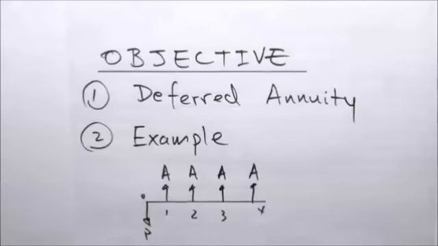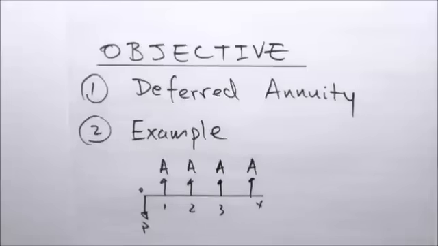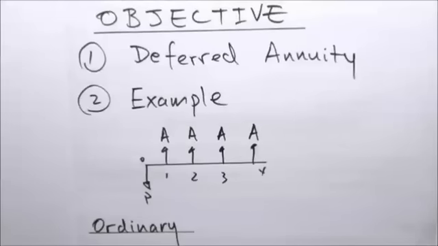Welcome back. The objective of this video is to look at what a deferred annuity is and how we can calculate it. We'll finish up with an example going through the steps. An ordinary annuity is as shown here, where we are at time 0 and the first annuity payment is 1 period from now.